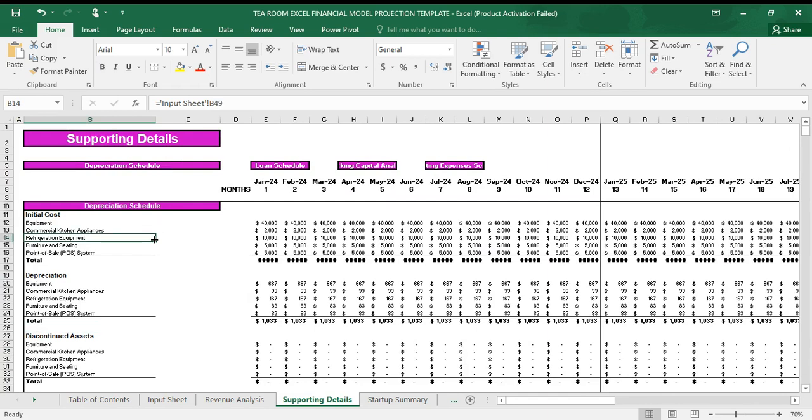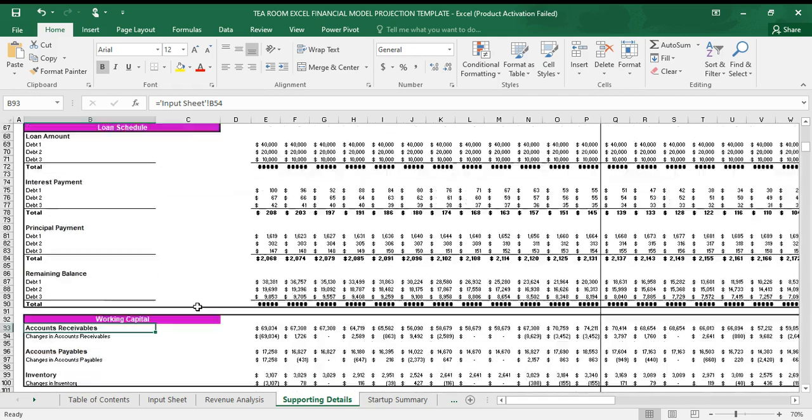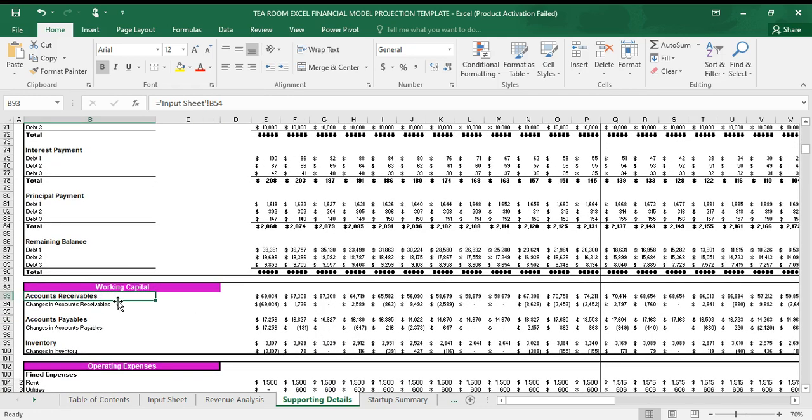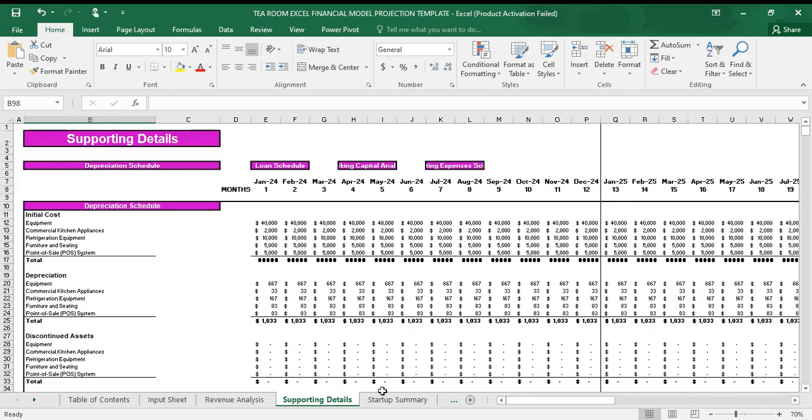This includes your variable plus fixed operating expenses, your loan principal and interest payments, then we have depreciation for each asset, and then we have the working capital calculations where we have accounts receivable, accounts payable, and closing inventory calculations.